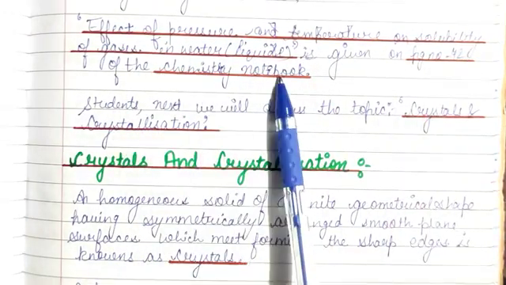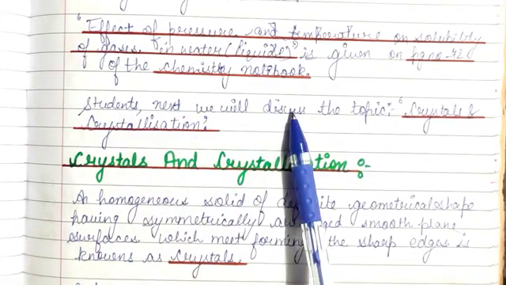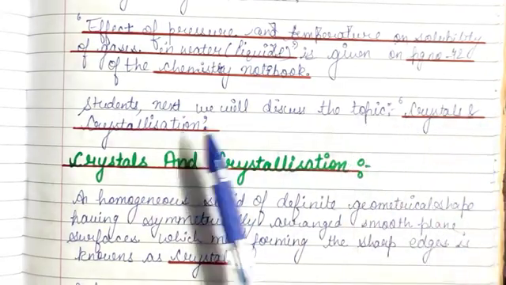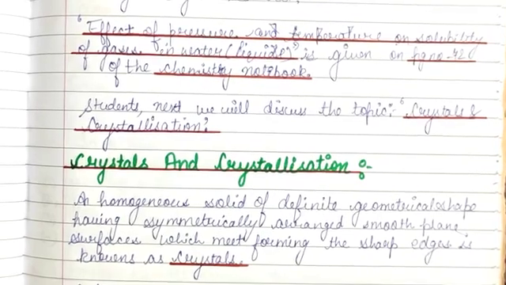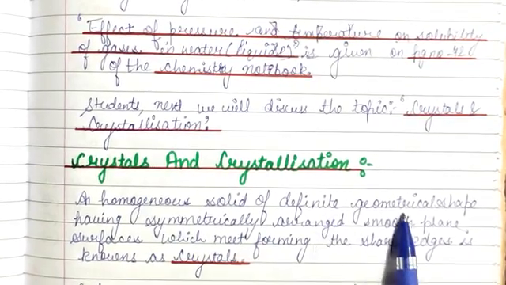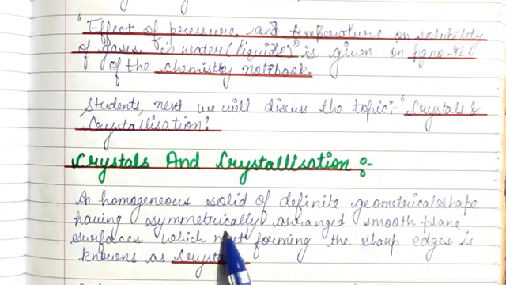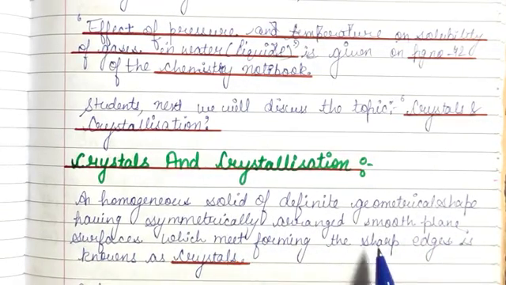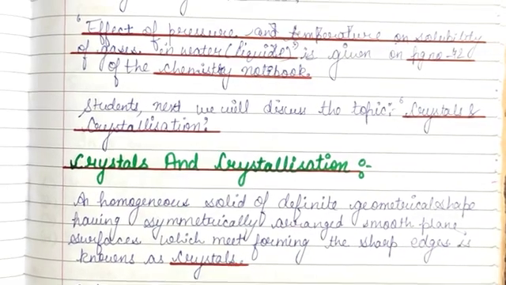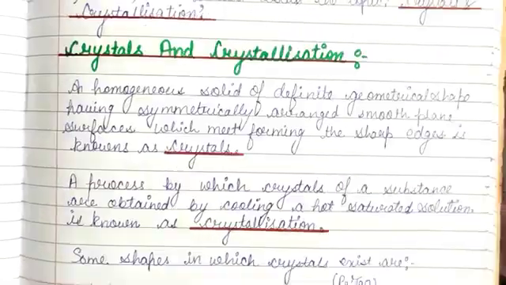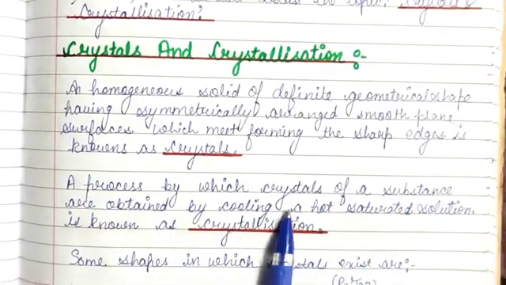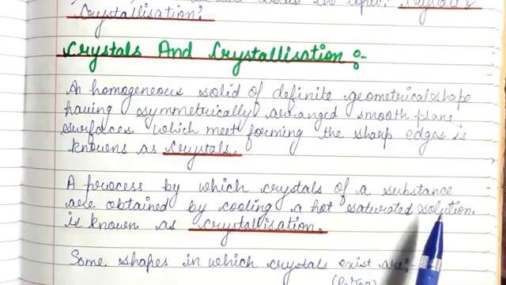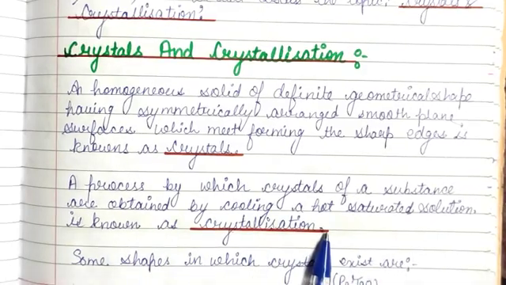of the chemistry notebook. Students, next we will discuss the topic crystals and crystallization. So what is crystals and what is crystallization? Students, a homogeneous solid of definite geometrical shape having symmetrically arranged smooth plane surfaces which meet forming sharp edges is known as crystals, whereas a process by which crystals of a substance are obtained by cooling a hot saturated solution is known as crystallization.